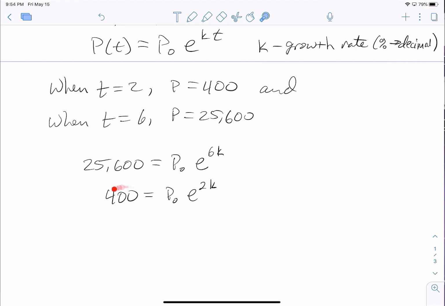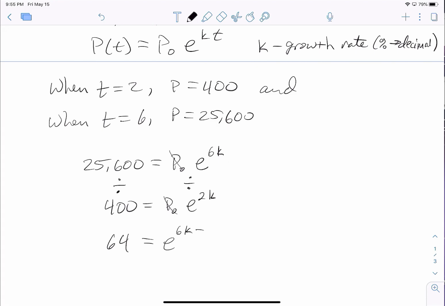And since the second equation that we wrote, 400 equals p naught e to the 2k, has only one term on each side, we actually can divide the first equation by the second equation. On the left-hand side, 25,600 divided by 400 is going to give us 64. On the right-hand side, p sub 0 divides out, and we end up with e to the 6k minus 2k. We're dividing, so we subtract the exponents. So 64 is equal to e to the 4k.